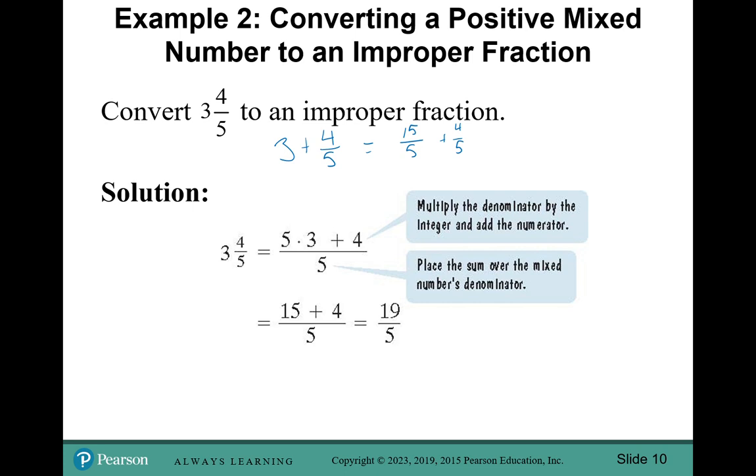It says multiply the denominator by the integer, add the numerator, place the sum over the mixed number's denominator. So you can either do it the way I showed up here, or you could do it the way that it showed down here in the book solution.